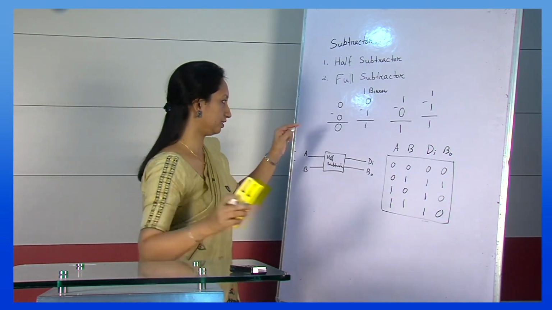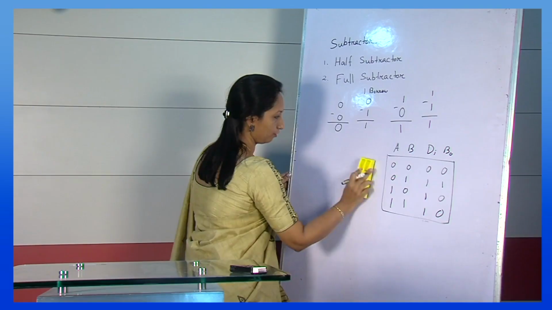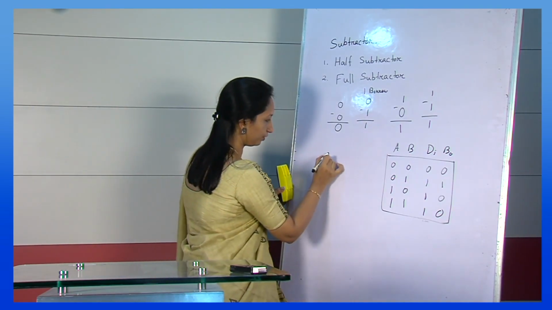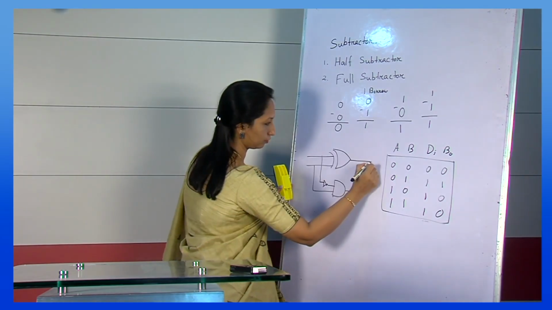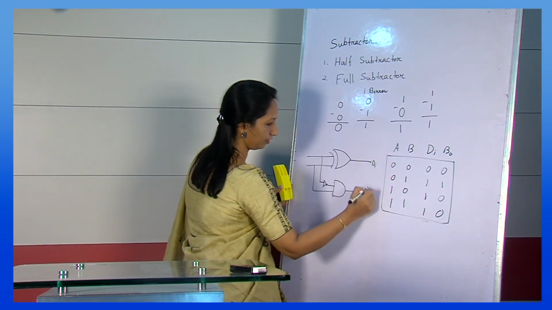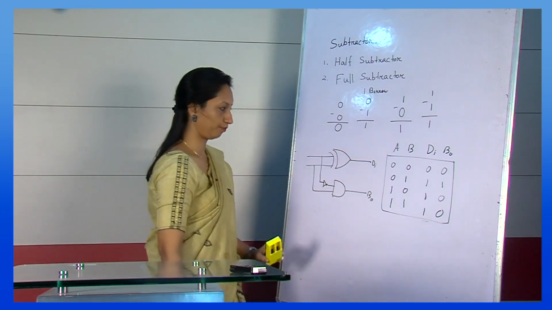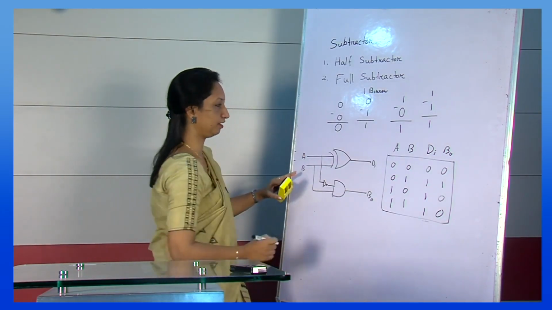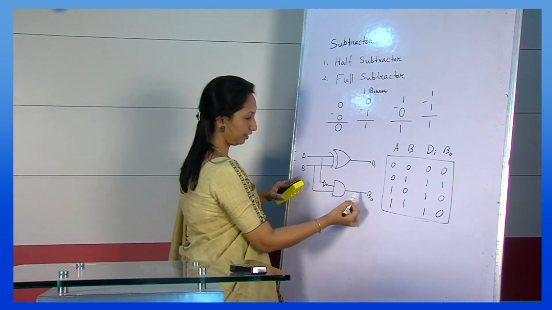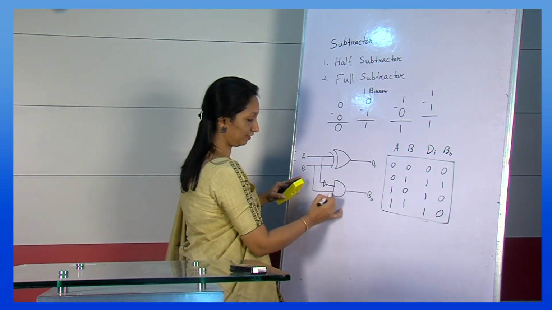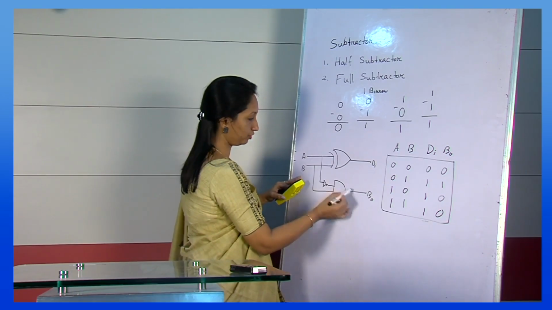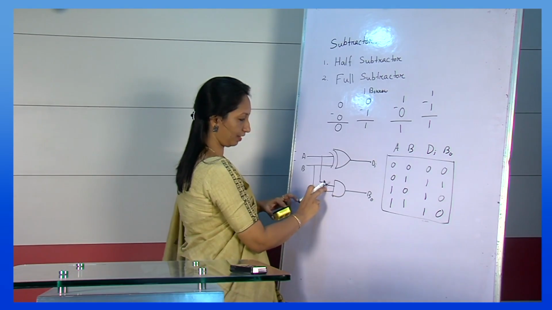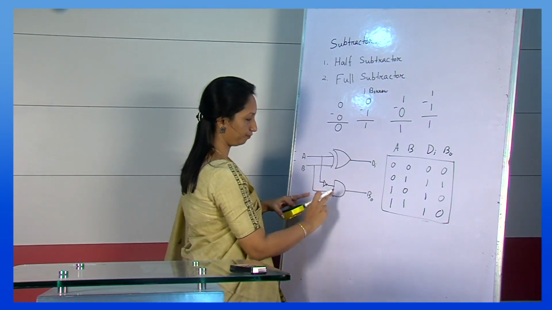Next we shall see the logic circuit for the half subtractor. Two gates are used. This output is DI and this is the B0. So these are the two inputs A and B, and the inputs of the AND gate, where the output is B0, are A bar, that means a NOT gate is applied, and another is B.